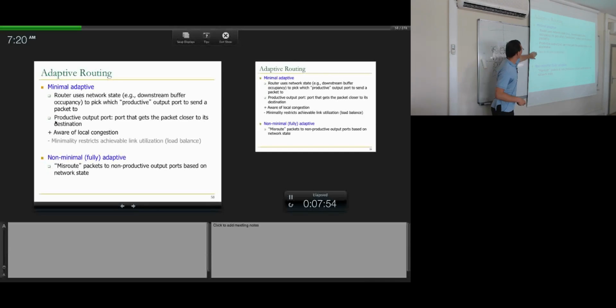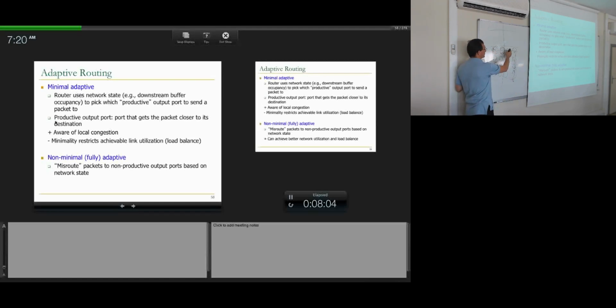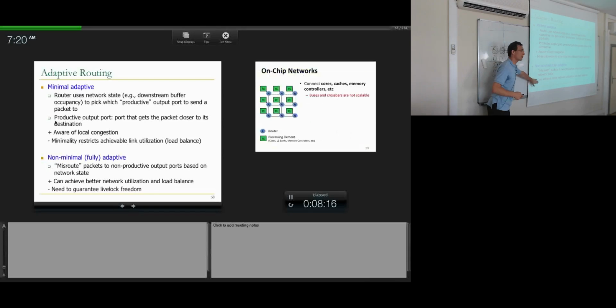Okay. So this is aware of local congestion if you have a minimal adaptive algorithm. The downside is minimality restricts achievable link utilization because you can only send to a particular link. Many of the other links are actually non-productive, right? You can only pick from the productive links. Whereas here you have more freedom in which links you pick from. You can achieve better network utilization, better load balance, but now you need to guarantee livelock freedom.